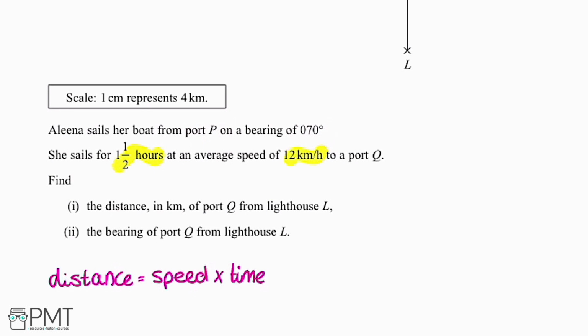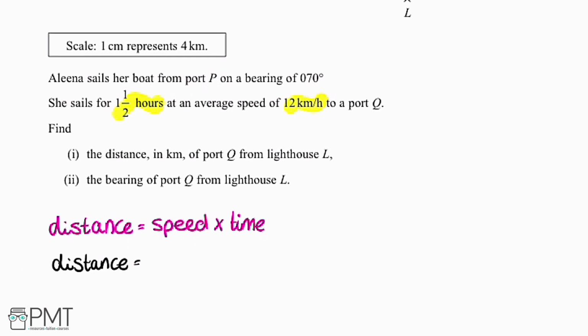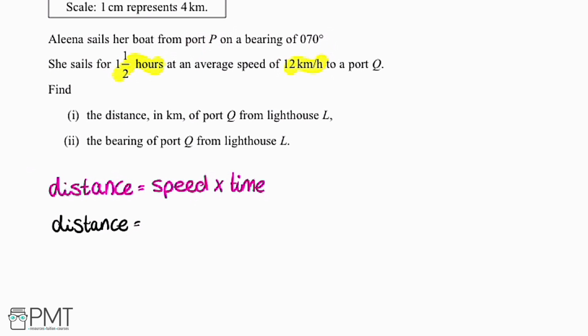So if we have a look, we can see that we'll be given information for the time it will take to get from port P to Q and the speed, but we haven't got the distance. So we can use this formula, distance equals speed multiplied by time, to get the distance. If we take the speed, which is 12 kilometers an hour, and multiply by the time, 1.5 hours, that gives us 18. So the distance is 18 kilometers.